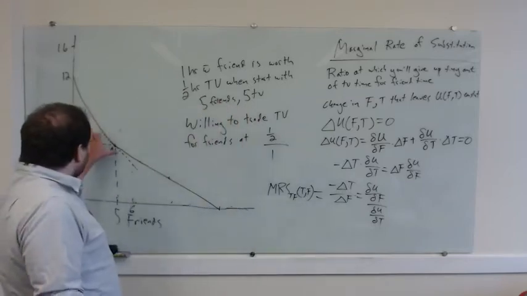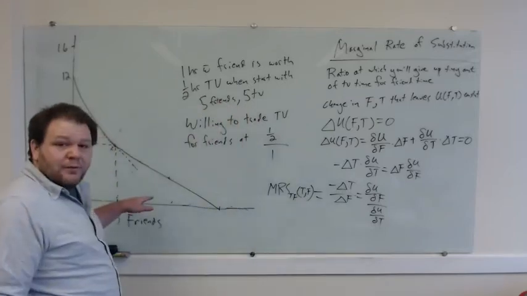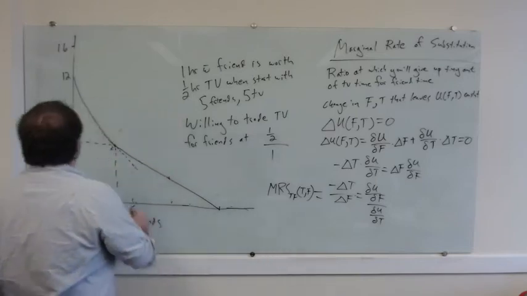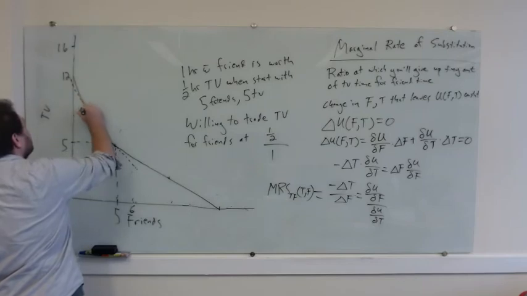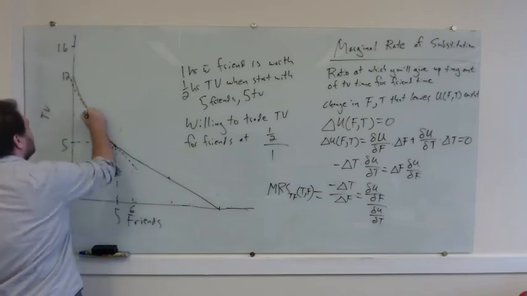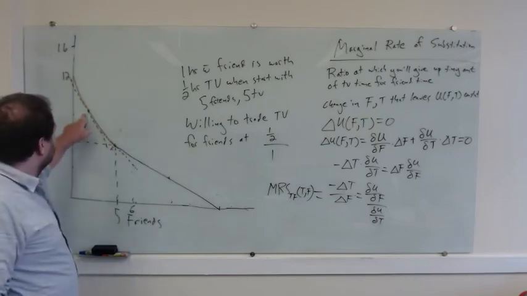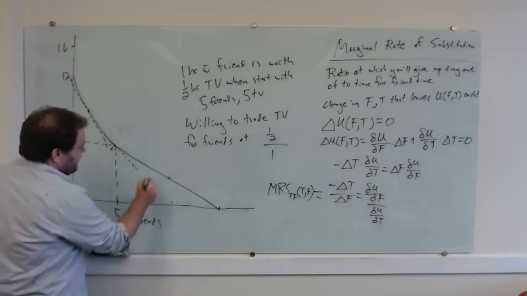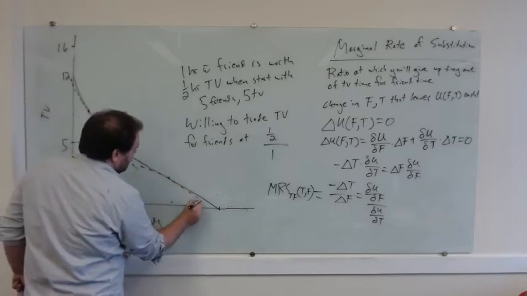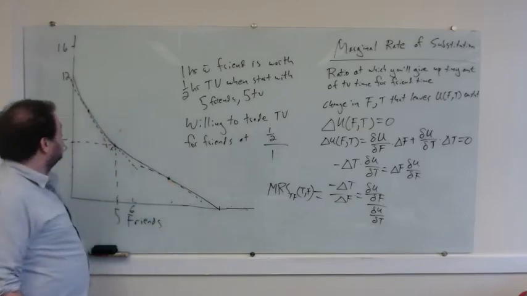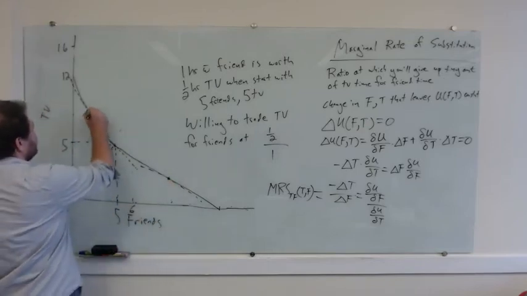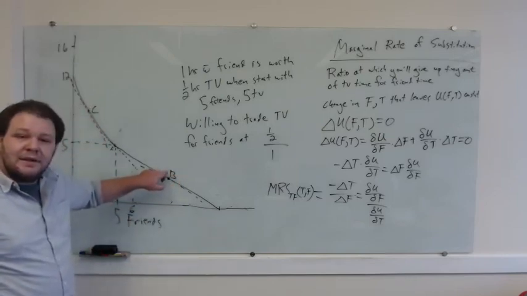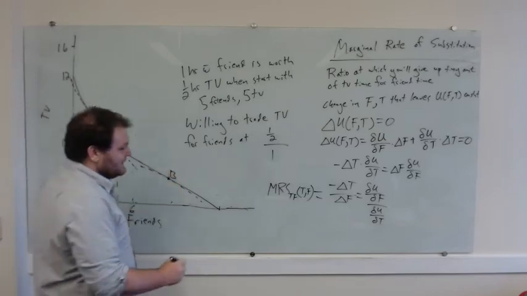We said that the MRS is going to be the slope of our indifference curve. What this suggests is that when you've got a steep slope, like here, you're willing to give up more TV time for each unit of friend time than when you have a flat slope, like here. So if I call this C and this B, I know that the MRS at B is less than the MRS at C.